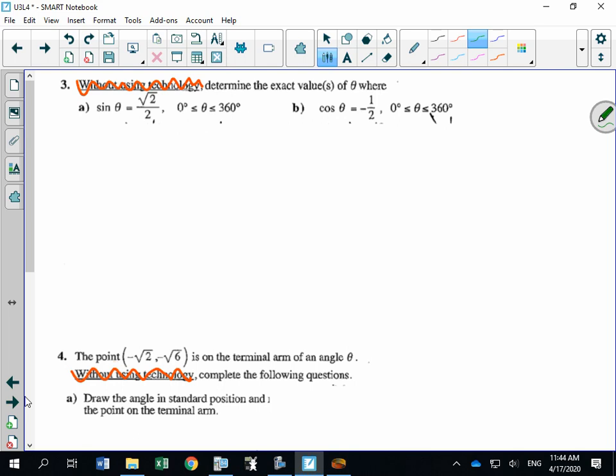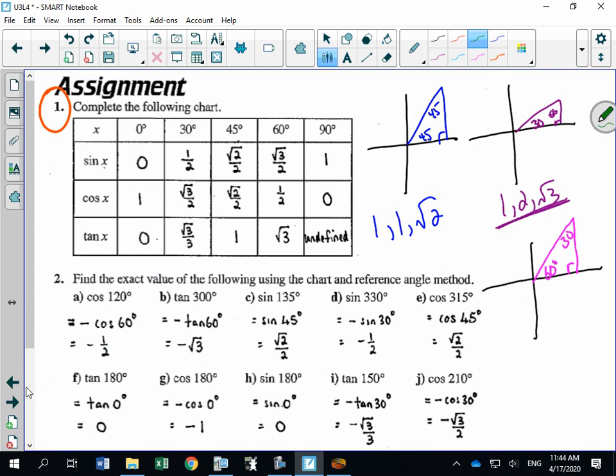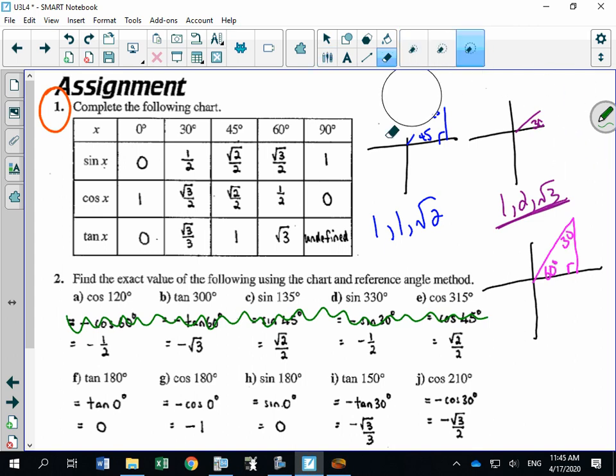So without using technology, determine the exact values. And actually, before we do that, let me just maybe do, question 2, no. These are your special triangles, you guys. You're going to ignore, like when you look in your solutions, this. And for example, I'll do A with you, and then I'll do question 3.